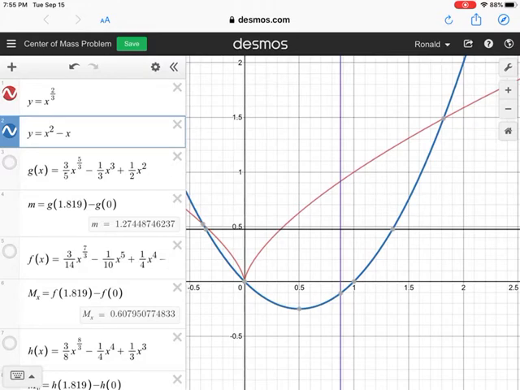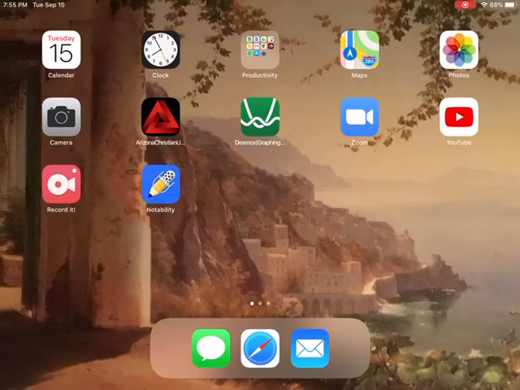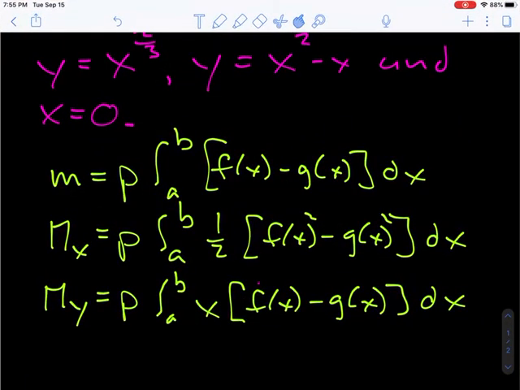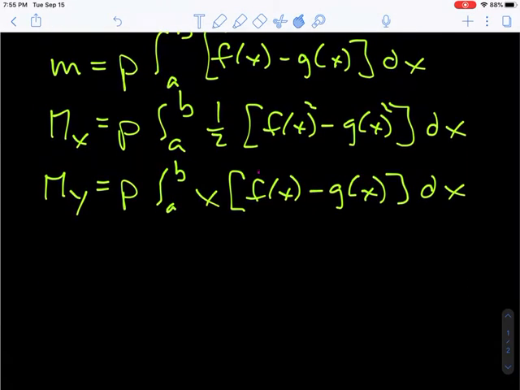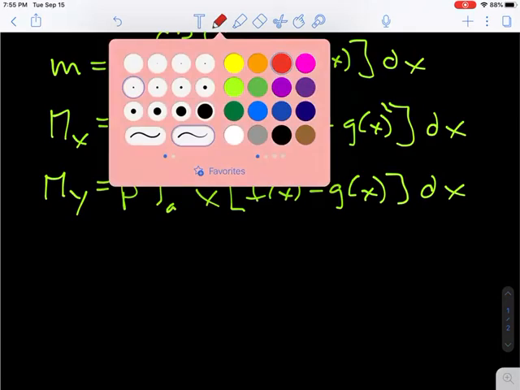So that means our bounds of integration are going to be from 0 on the x-axis to this point over here, 1.8192. So that's going to be our bounds of integration from 0 to 1.819. I'm just going to take it out 3 places. All right, and then I'm also just going to create a little sketch so I kind of know what I'm looking at here when I do this.